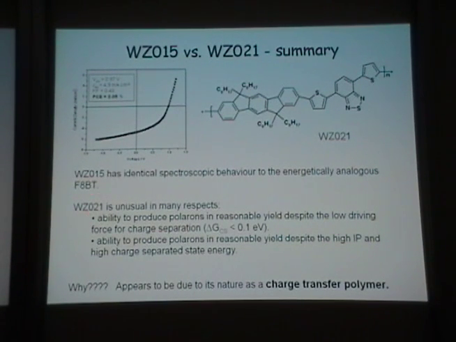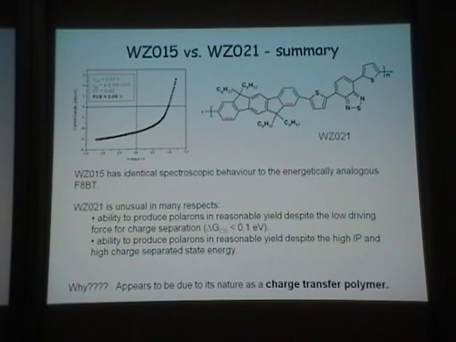WZ021, however, is quite unusual. It can produce reasonable quantities of polarons, despite the fact that the driving force of charge separation is very, very low, less than 0.1 eV. And also the fact that it can produce these polarons despite the fact that it's got the high ionisation potential and therefore the high energy of the charge separated state. So devices of these were measured and we got an unoptimised efficiency of about 2%, whereas WZ015 was more like 0.001%.